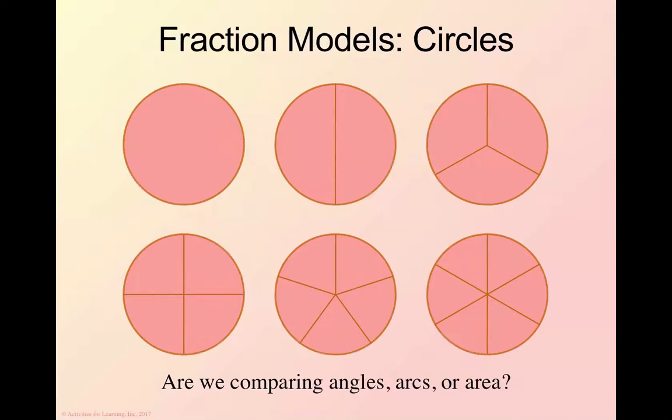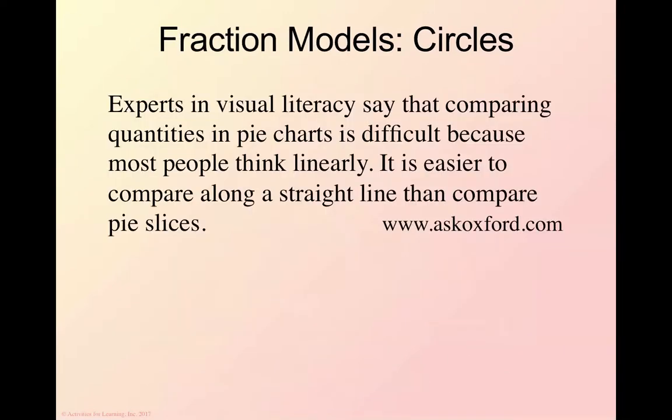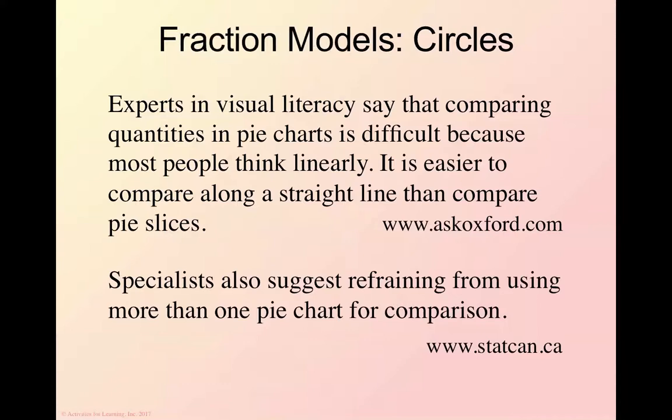Also, some kids may ask, are we comparing angles, arcs, or area? And I have to say, when I looked at this, I thought, I'm not sure. Experts in visual literacy say that comparing quantities in a pie chart is difficult because most people think in a line. And it's easier to compare along a straight line than it is to compare pie slices. These are the experts saying this. They also suggest refraining from using more than one pie chart for comparison. So this is kind of tossing out our circles.